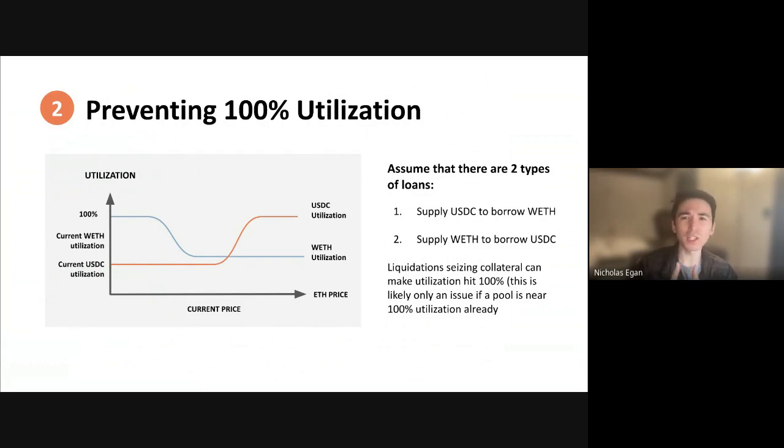So first of all, if the price of ETH were to increase, the loans that are borrowing WETH will eventually get liquidated. And these liquidations would result in the USDC collateral for these loans being seized, which pushes USDC utilization higher because there is less USDC being supplied in its pool until it reaches 100%. Conversely, if the price of ETH were to decrease, the loans that are borrowing USDC will eventually get liquidated. And these liquidations would result in WETH collateral being seized, which pushes WETH utilization higher until it hits 100%.